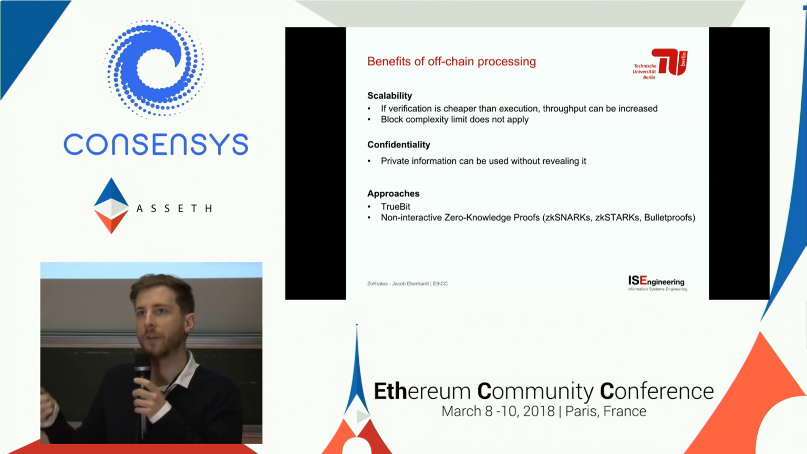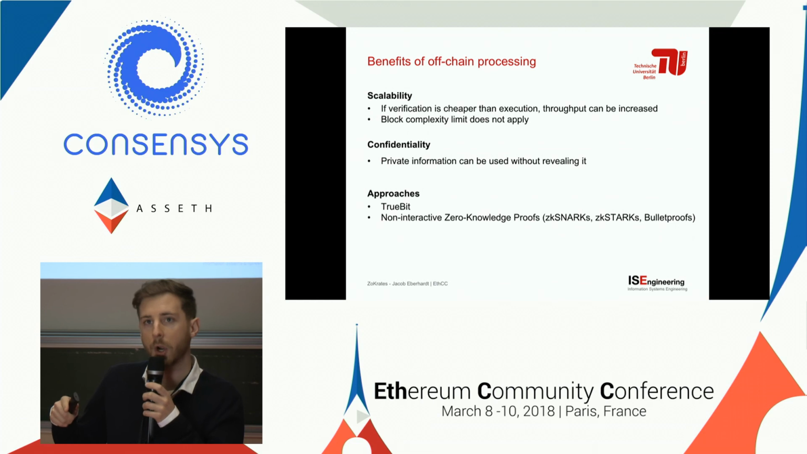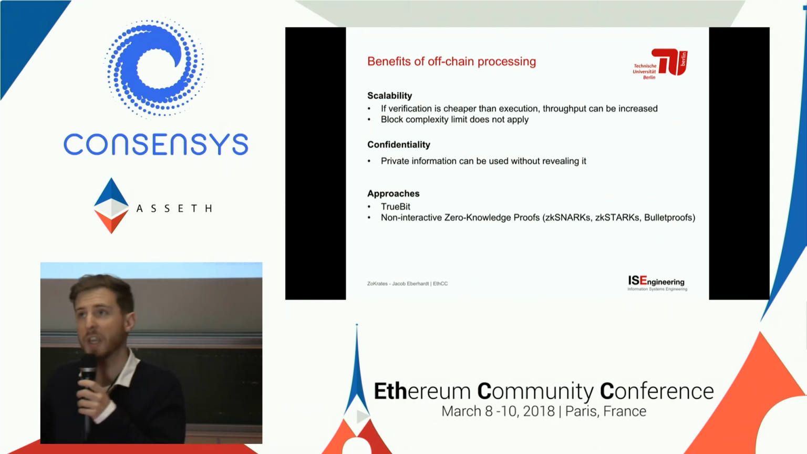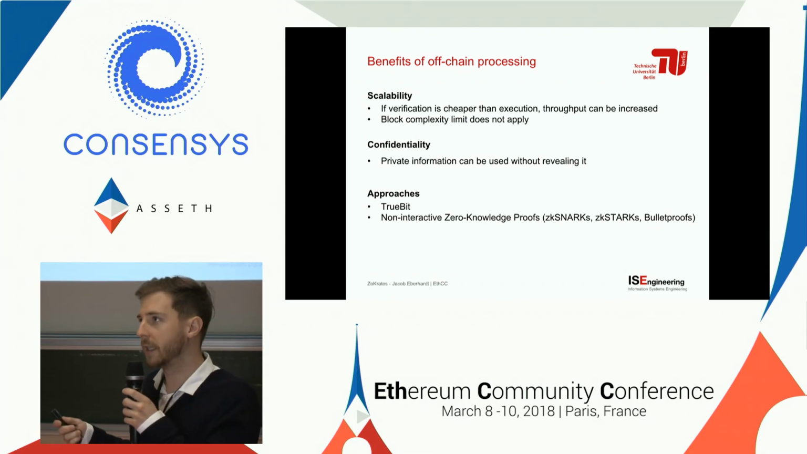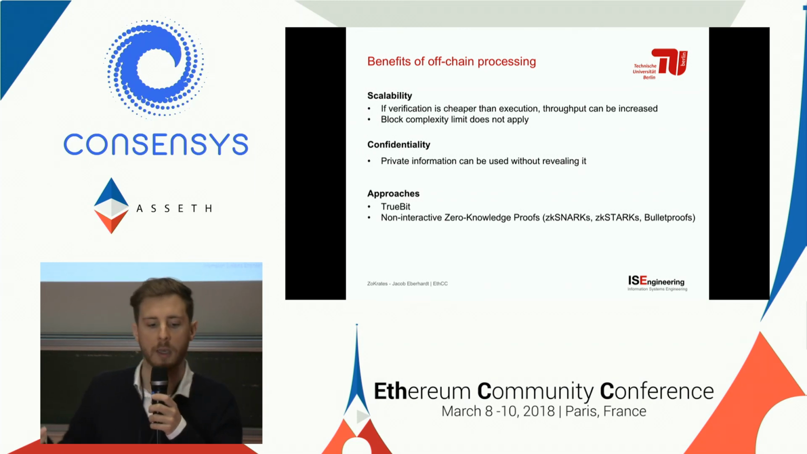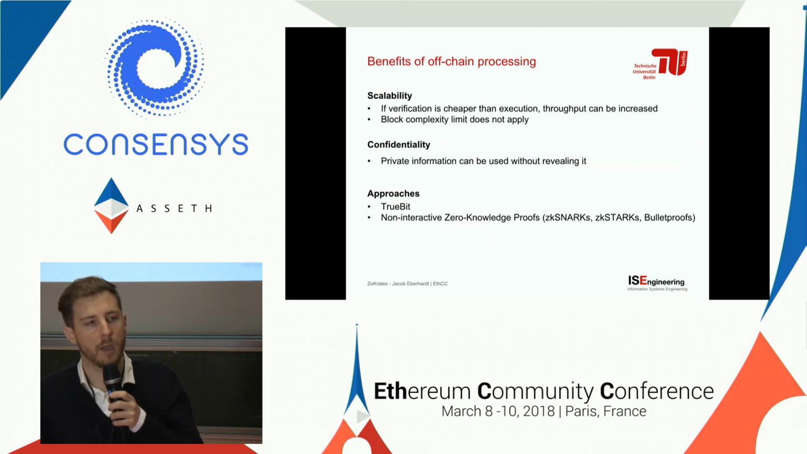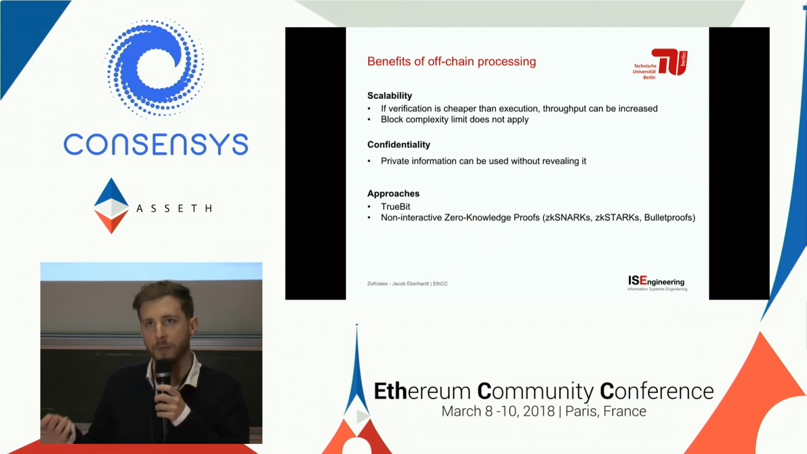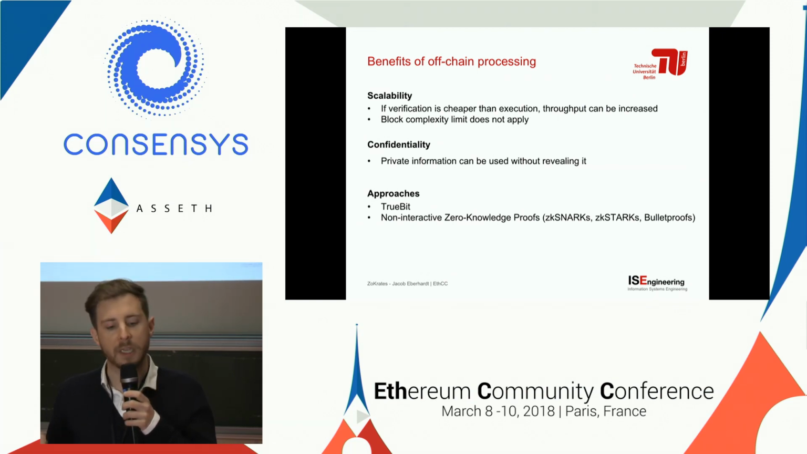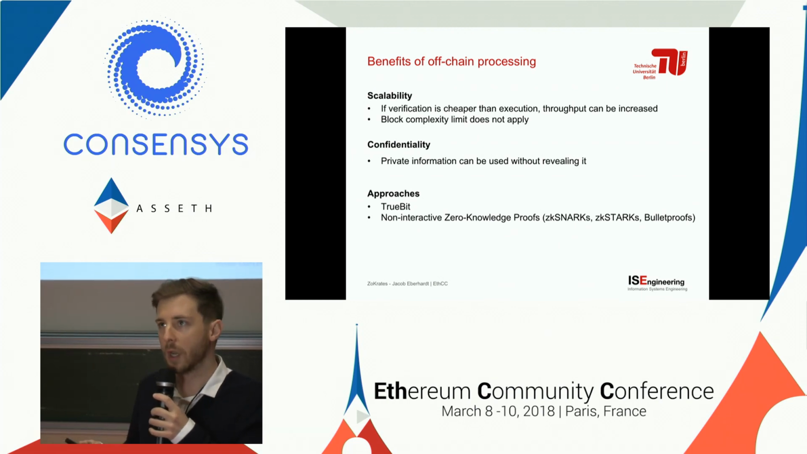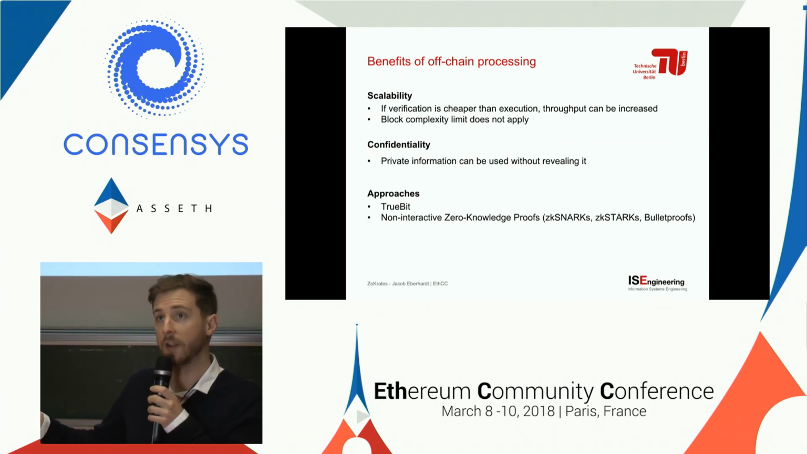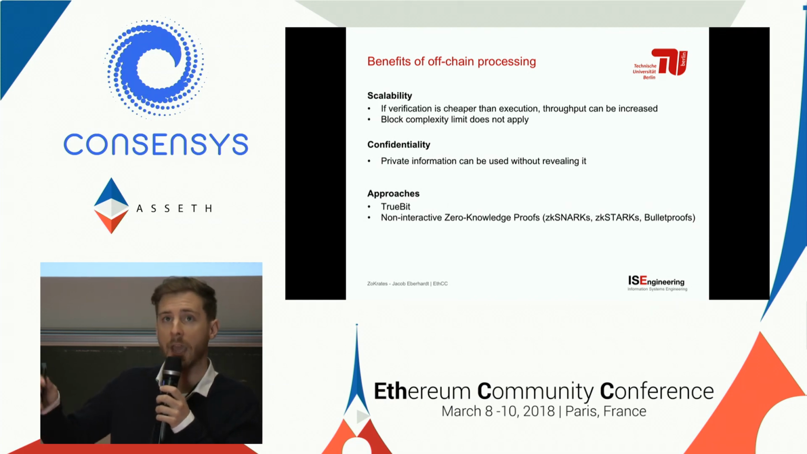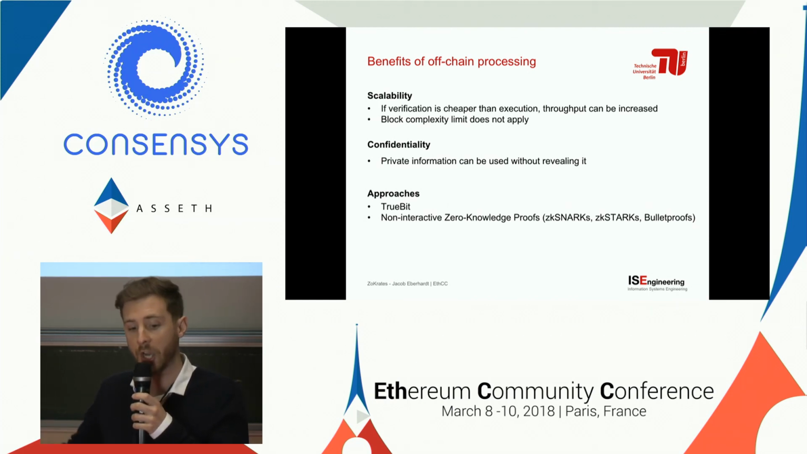If we can verify computations on-chain cheaper than re-executing them, then we can fit more processing in one block, essentially, on the blockchain. So that also means the block complexity limit does not apply in the sense as it applies at the moment. There's also confidentiality or privacy, as some people call it. That means private information can be used without revealing it in that case, if we have proofs that do not reveal anything about the data we work on off-chain.